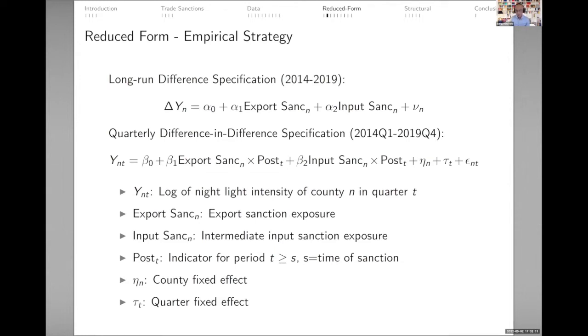In the second specification, this is a quarterly difference specification where we're trying to capture more short-run dynamics about the nightlight and the sanction exposures. Here, we're going to interact the county-level export sanction exposure with the post-sanction indicator. For the main analysis, the indicator is going to be equal to 1 if the quarter is past the first quarter of 2017. But we also look at the heterogeneous impact of different sanction waves in a separate analysis. And we also control for the county fixed effects and also the quarter fixed effects.